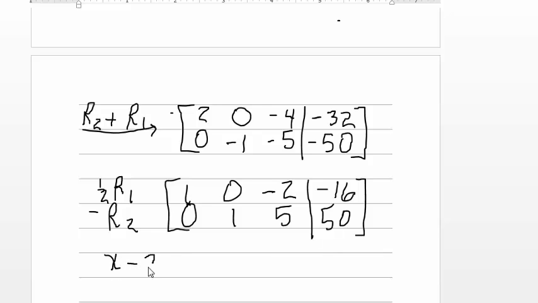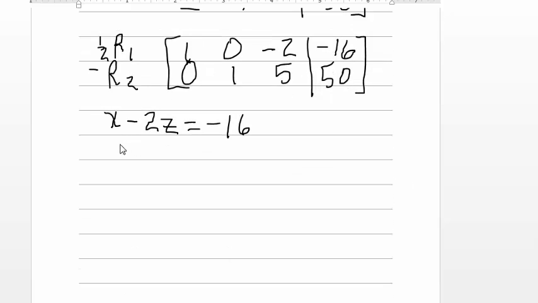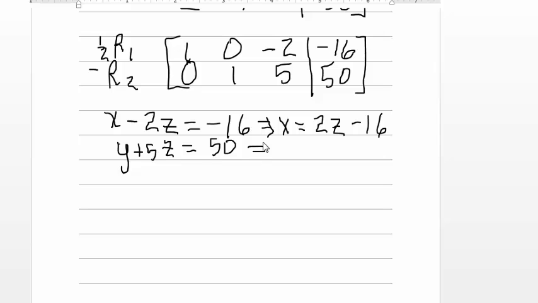So this is my reduced echelon matrix, and it tells me x minus 2z is -16. That means x is 2z minus 16. Y plus 5z is equal to 50, tells me y equals 50 minus 5z. So these two equations come from the two rows of the reduced echelon matrix.